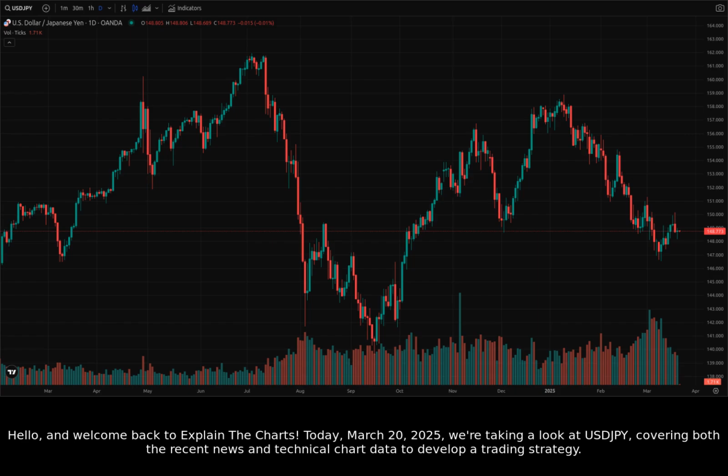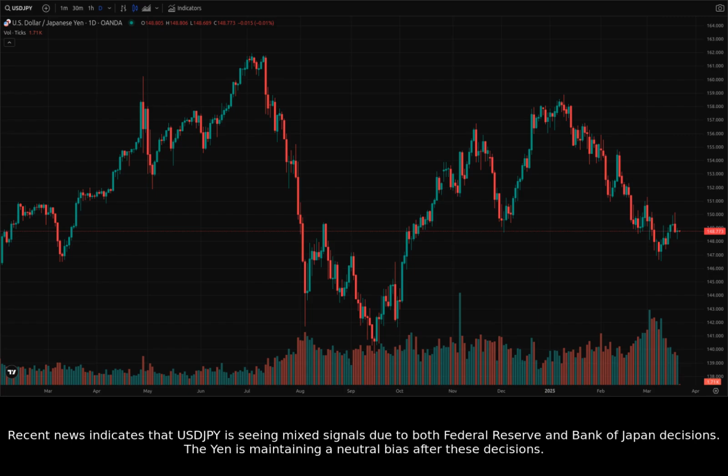Today, March 20th, 2025, we're taking a look at USDJPY, covering both the recent news and technical chart data to develop a trading strategy. Recent news indicates that USDJPY is seeing mixed signals due to both Federal Reserve and Bank of Japan decisions. The yen is maintaining a neutral bias after these decisions.